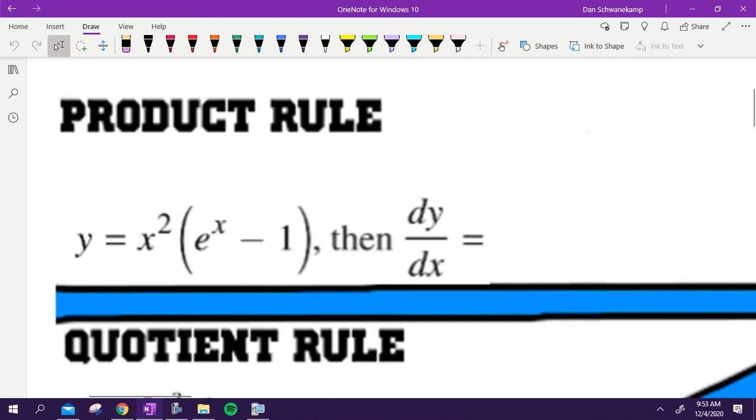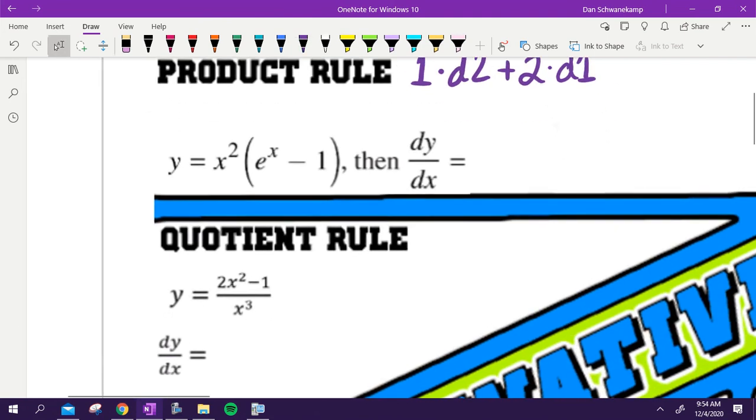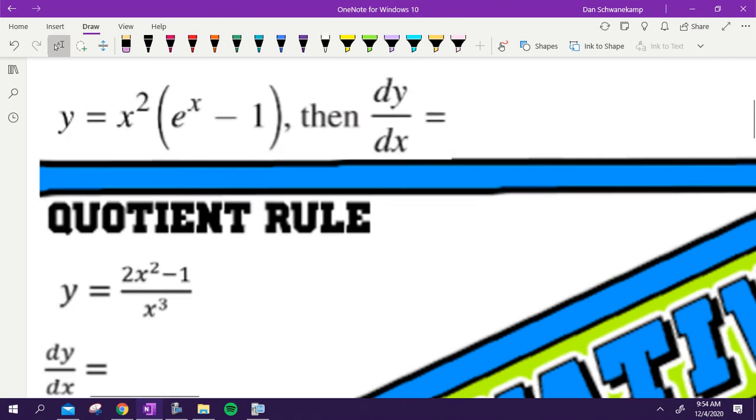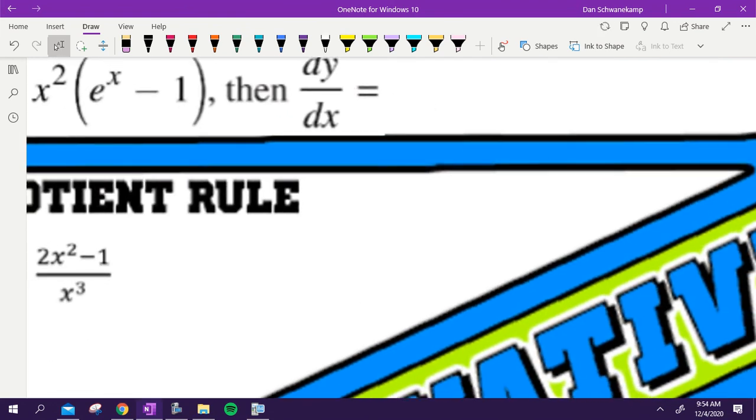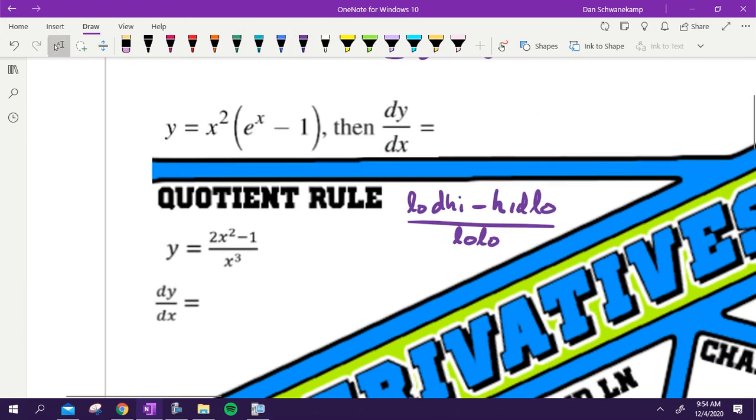Product rule. When we talk about product rule, what is product rule? First times derivative of the second plus second derivative of the first. That is product rule. Quotient rule. Gotta write little guy. Quotient rule is low, D high, minus. Everybody say it out loud right now. Go. D low, all over low squared. Good. Those are the two things.